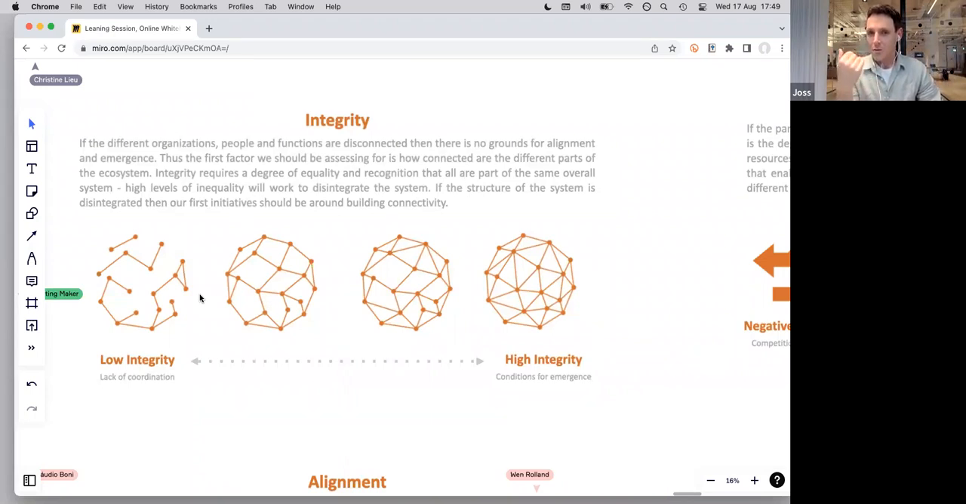We'd start convening. We'd have forums. We'd have discussions. We'd have conferences and networking events so that people can get together and start getting connected. And that's going to be the ground condition for this system to start functioning as a whole. So that's one of the first things we'd want to assess.